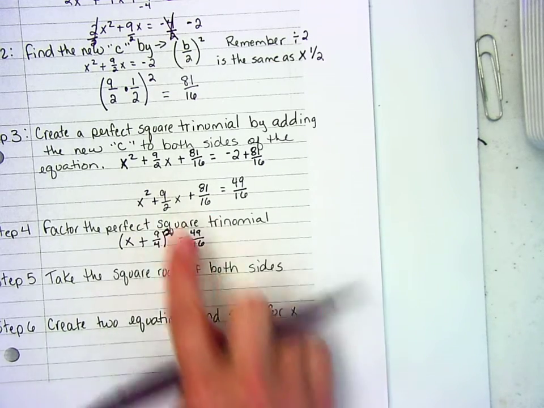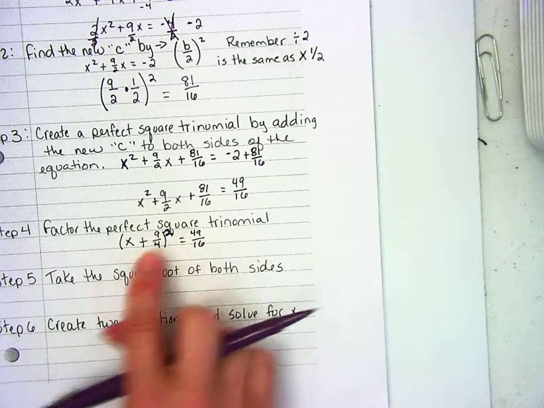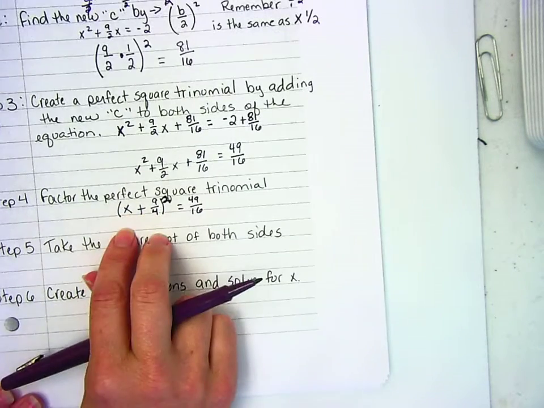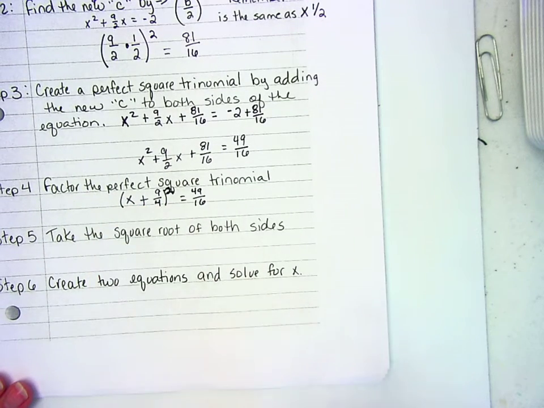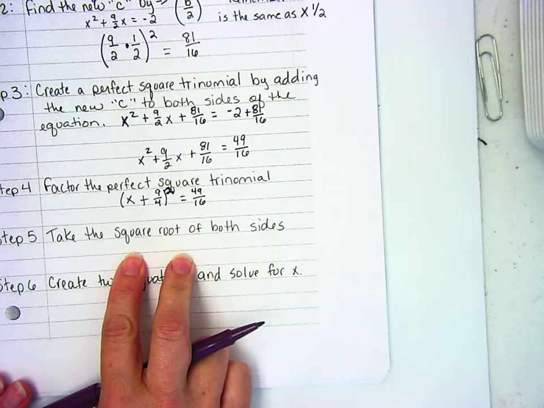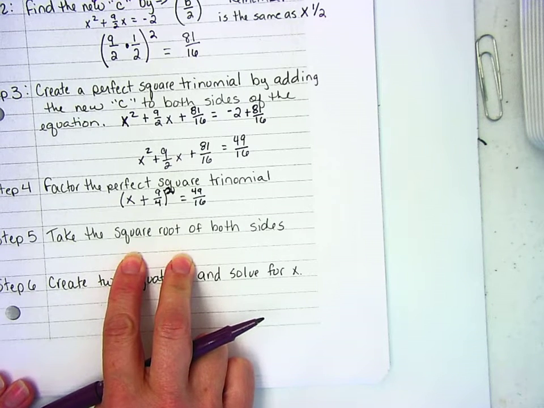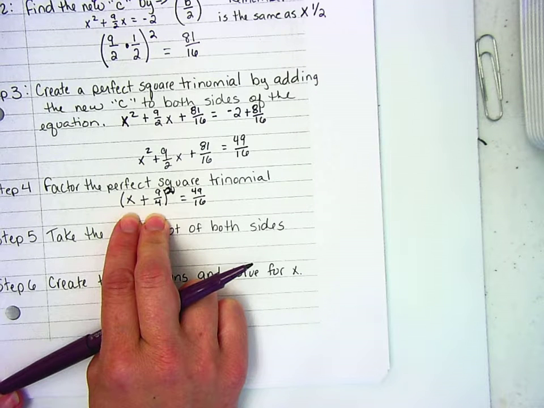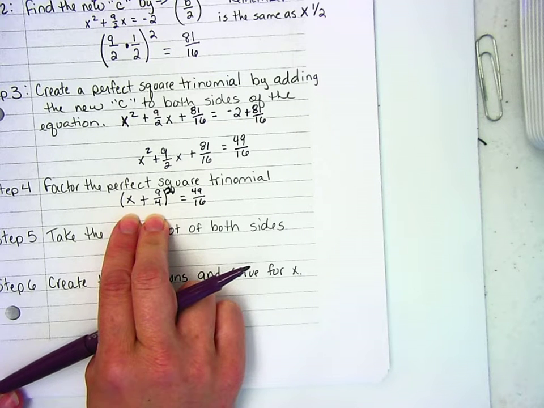Okay? A lot of people are confused about what to do with this. Well, once you factor this, it kind of disappears for a little while. Well, it disappears. You've used it in the factoring. Okay, so now, step 5, take the square root of both sides. Well, if I have x plus 9 over 4 squared, if I square root it, what do I get?